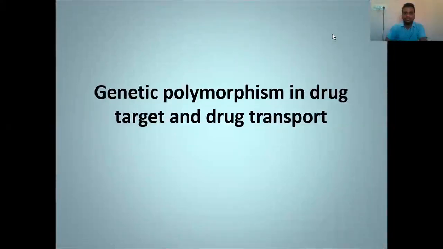So since we are done with the genetic polymorphism in drug metabolism, today we'll be talking about drug target and drug transport. As we saw in the previous class, if there is a polymorphism in any of the genes that encode for a protein or an enzyme responsible for drug metabolism, then the clinical effect can be different because of that polymorphism. Similarly, if any polymorphism is happening in a drug target or drug transport, then the clinical outcome will be different.